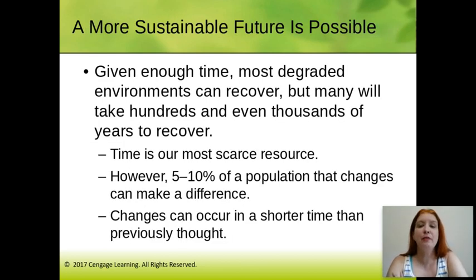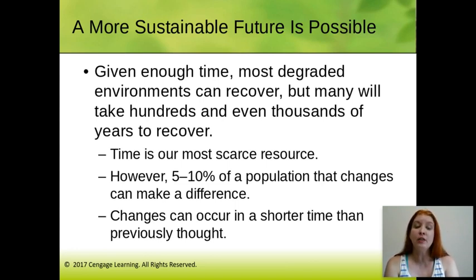A more sustainable future is possible. Given enough time, most degraded environments can recover, but many are going to take hundreds, if not thousands of years to recover. So that's the bad part. Time is our most sacred resource. Here's the good news. Only 5 to 10% of a population that changes can make a difference. Guys, you make up 5 to 10% of our population. You guys make the difference. We can get a change going.